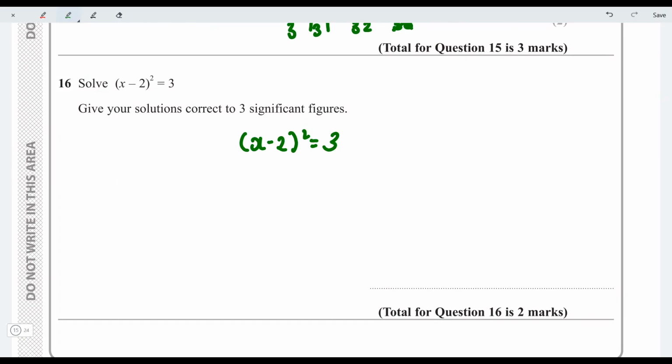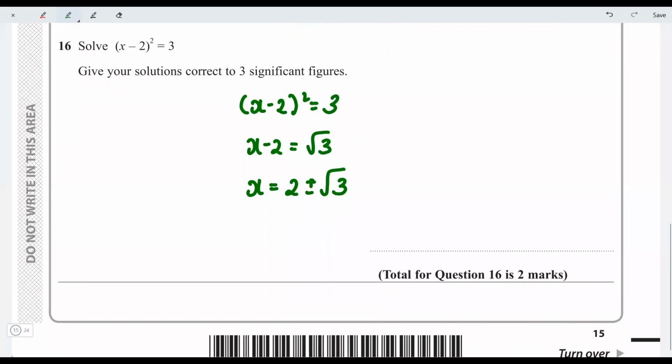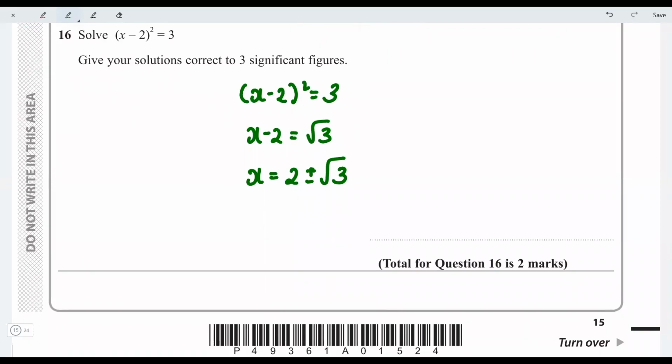Right, I'm going to square root both sides. And then I'm going to add 2. Tap that into my calculator, so with the plus and the minus. When I tap it in with the plus, I end up with 3 point... better not do it over there because it's on the line.